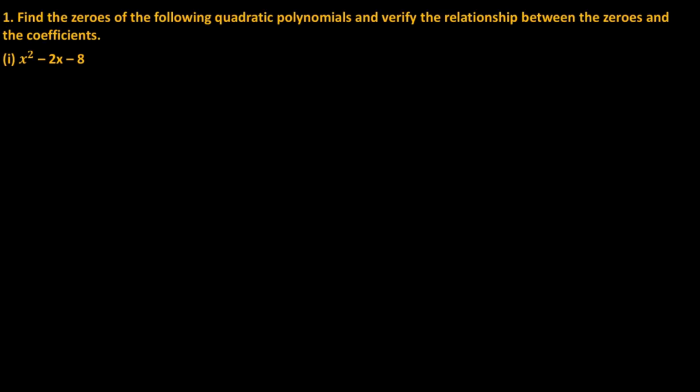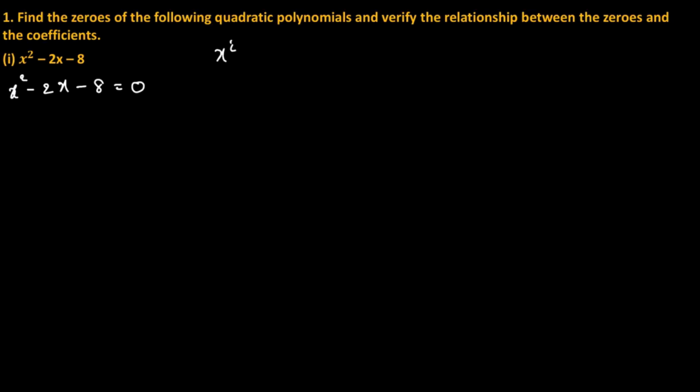Let's start the exercise 2.2. Find the zeros of the following quadratic polynomials and verify the relationship between the zeros and the coefficients. So our first question is x square minus 2x minus 8 is equal to 0. So this is our first equation.